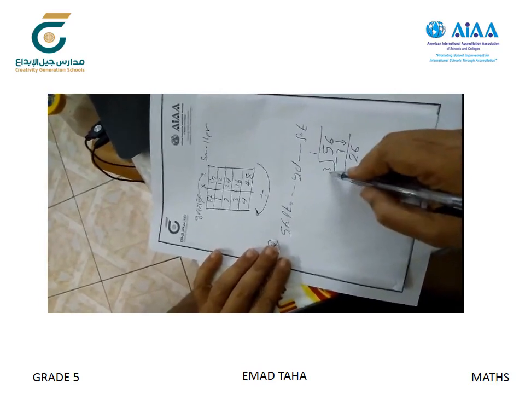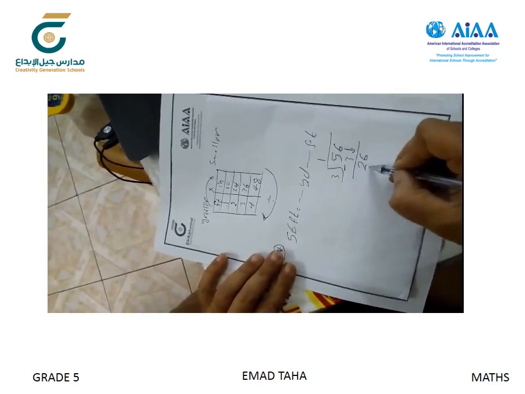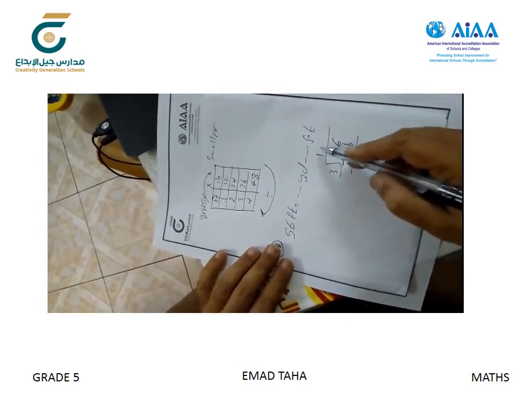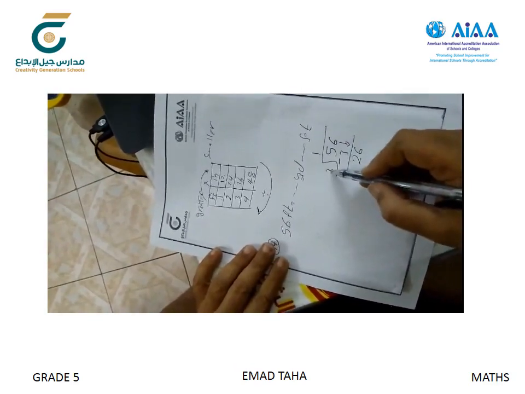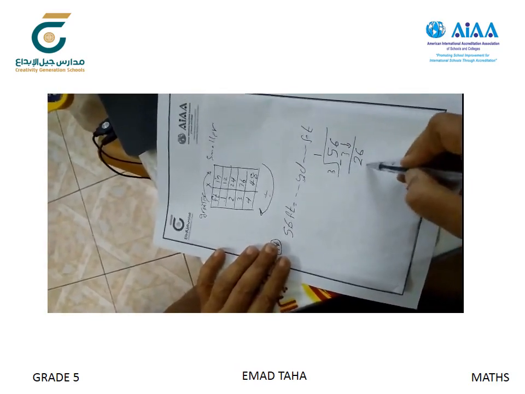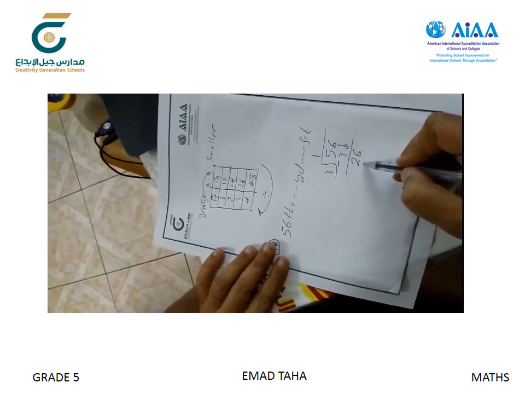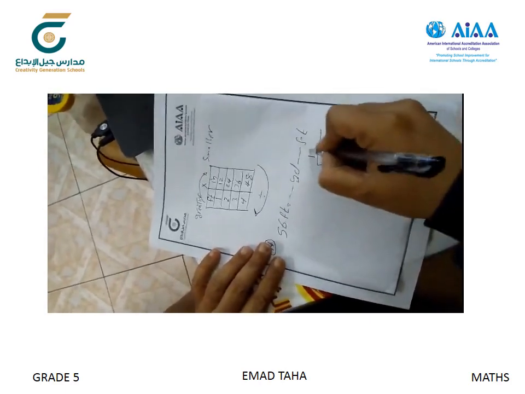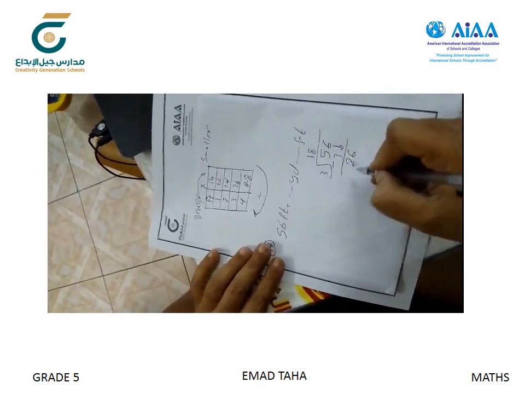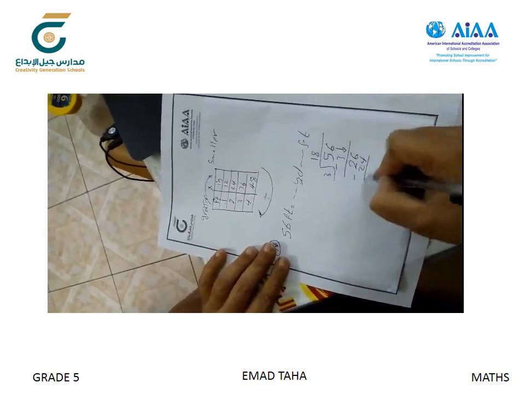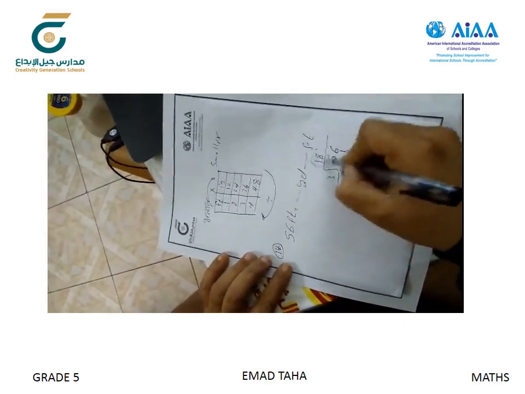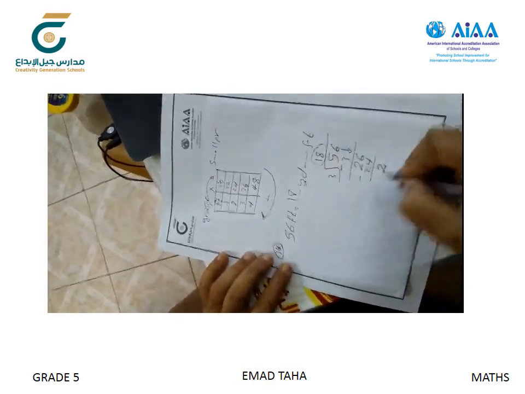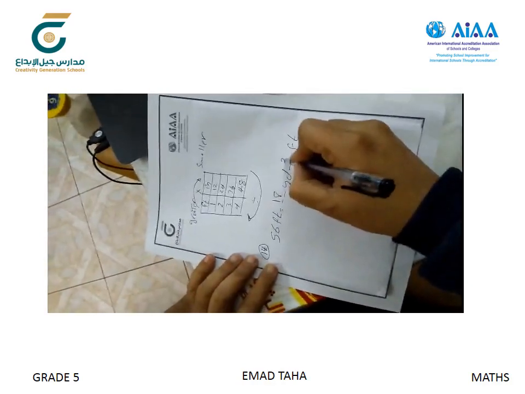26 divided by 3. How many 3s in 26? Maybe 9? Check. 9 times 3 equals, yes, 27. So it can't be, because 27 is greater than 26. So we write 8. 8 times 3 equals 24. Subtract, equals 2. So the answer is 18 yards and the remainder equals 2 feet.